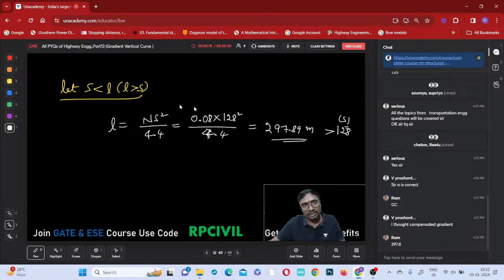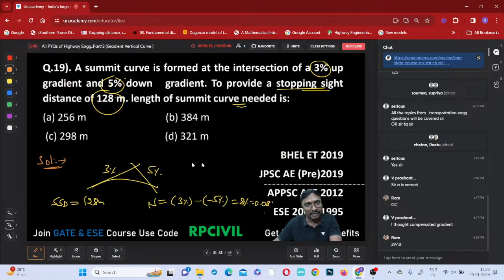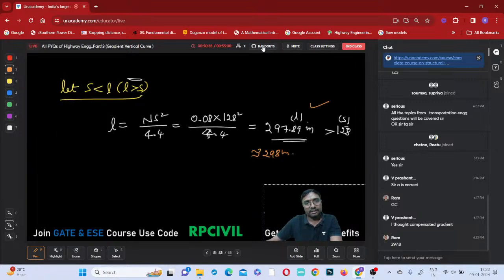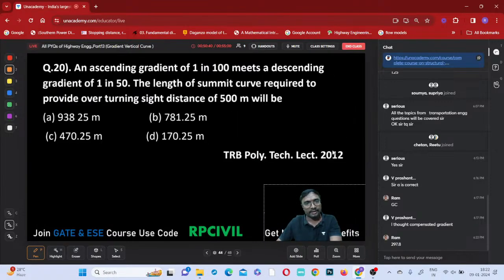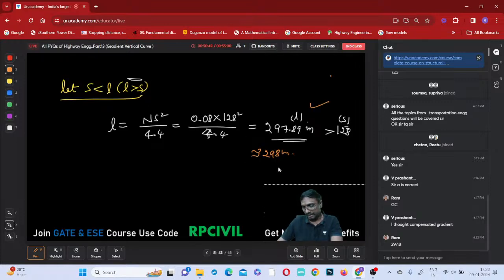So our assumed condition, L is greater than S, is correct. Do you need to modify this or no need to modify? No need to modify. That is your 298 meters. Which one is the correct answer? Option C will be the correct answer. Those who are okay, like that. For the overtaking sight distance, you have to calculate it, okay? Just to check it. Yes, 298.